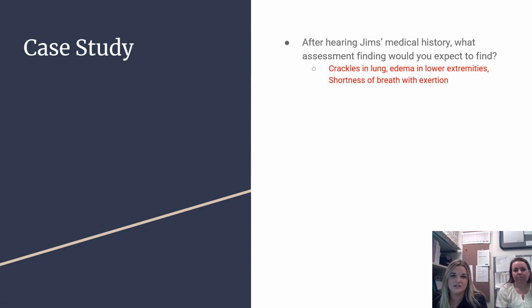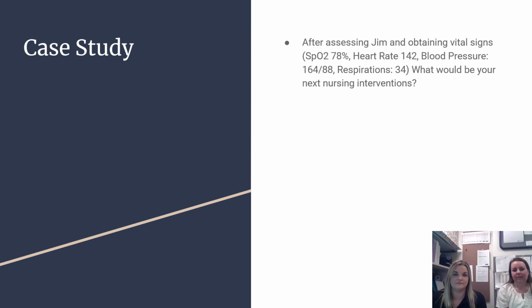So while you're assessing Jim, you hear coarse crackles in his lungs, you see +4 pitting edema in his lower extremities, shortness of breath on exertion and at rest. After assessing Jim and attaining his vital signs, you notice that his SpO2 is 78%, his heart rate is 142, his blood pressure is 164/88 at rest, and his respirations are also 34 at rest. What would be some of your next nursing interventions for Jim?